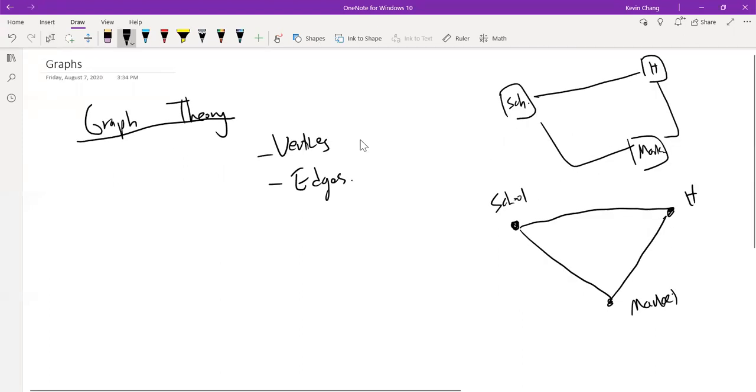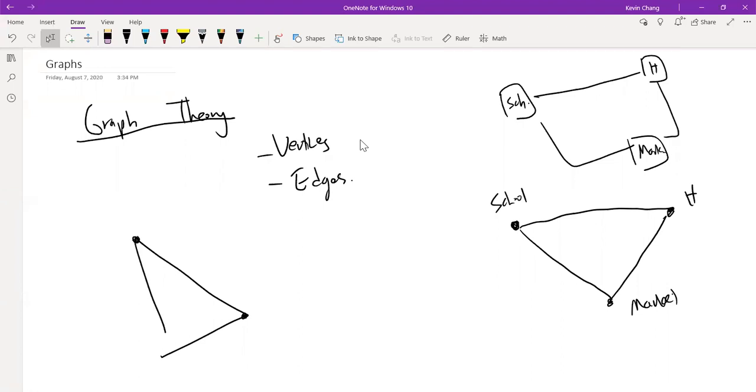So for example, I'm going to ask you a very basic exercise question to make sure you're not sleeping. Is this a valid graph? There's no vertex here. So just based on common sense, do you think that this is considered a graph?